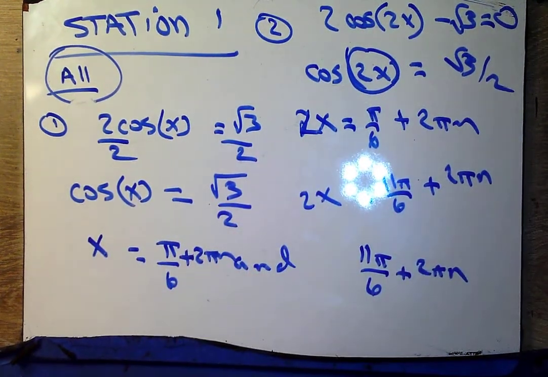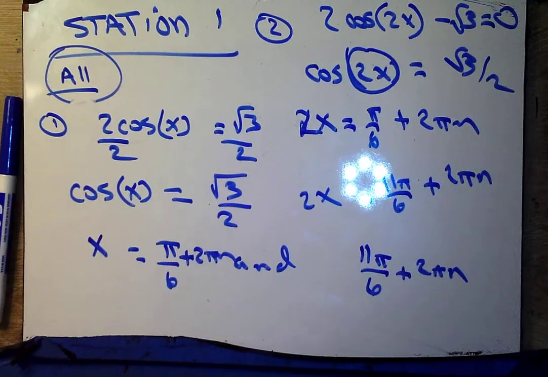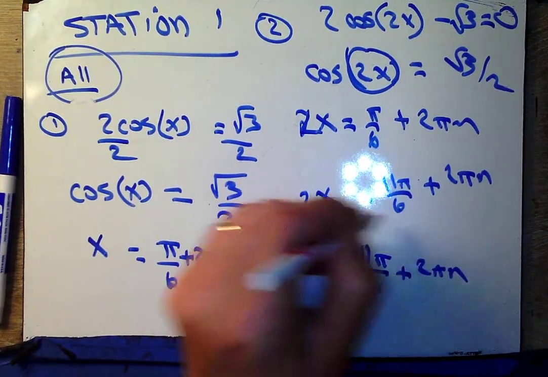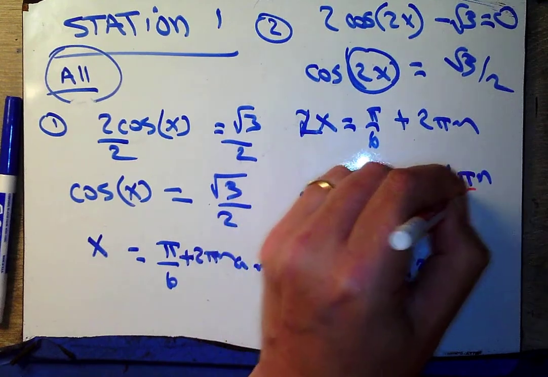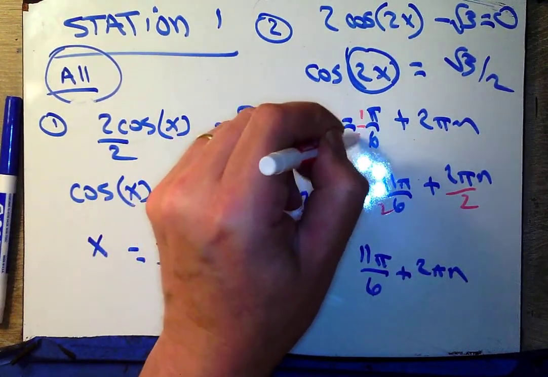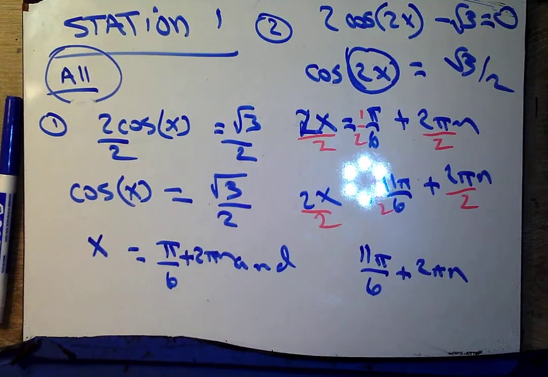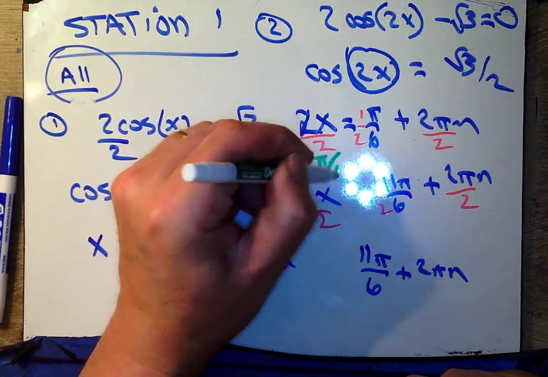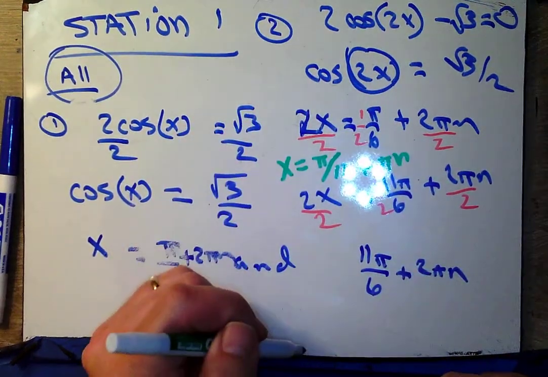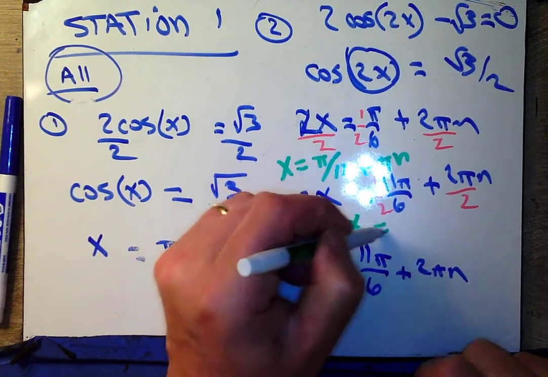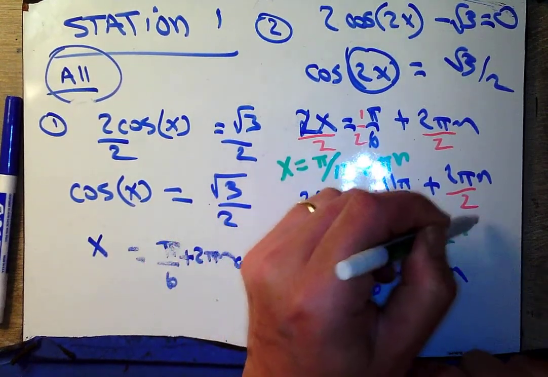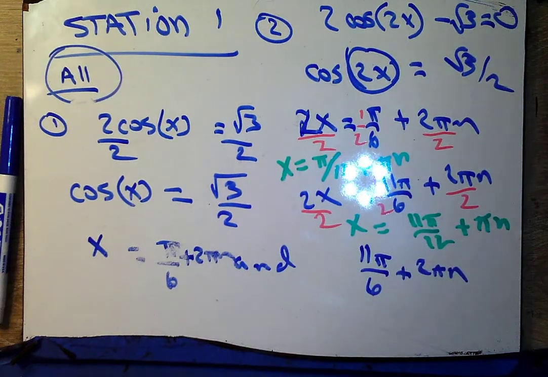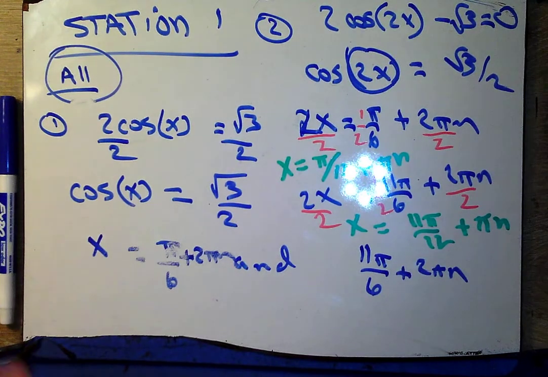So when we think we're done, there's one more step. So what is it that we still need to do? Well, we need to divide everywhere by 2. And so our answers in this situation are going to be x equals pi over 12 plus pi n, and here we get x equals 11 pi over 12 plus pi n. Okie doke. That's station 1. Let's take a look at station 2.